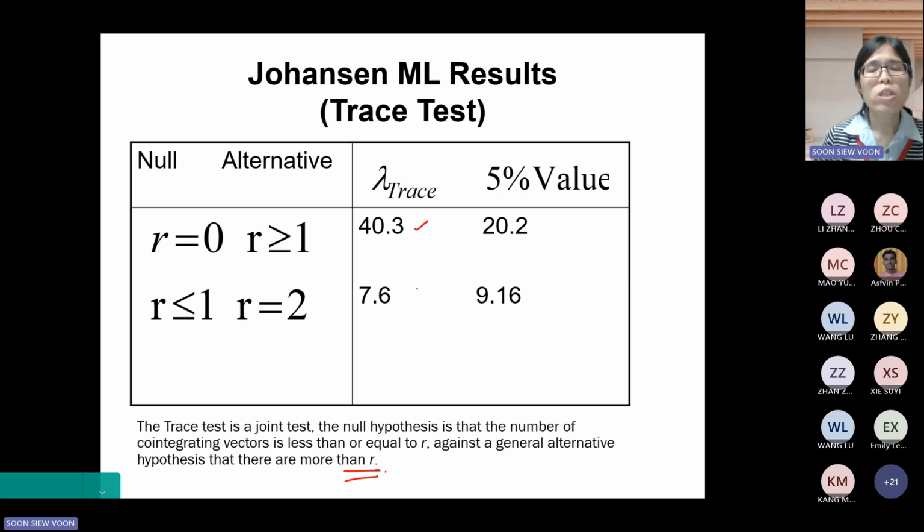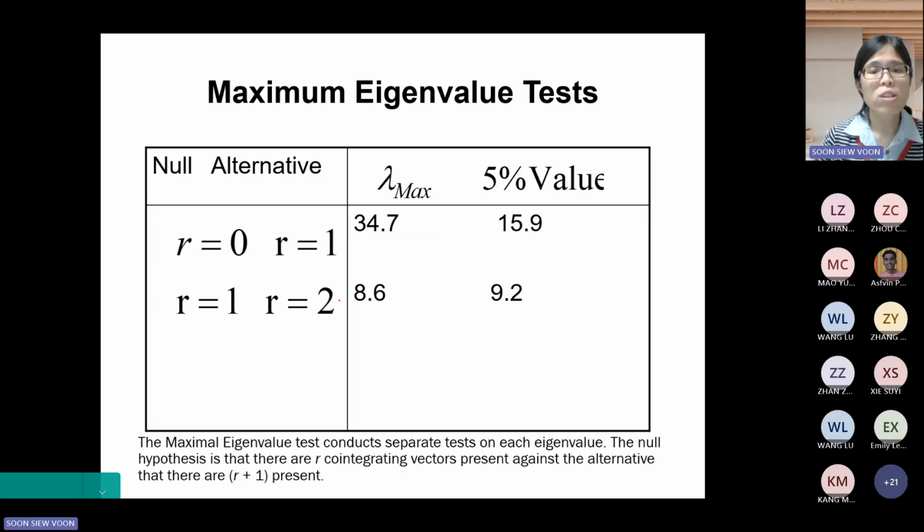So here I have to compare with the critical values 20.5, 20.2. So only one is significant, right? That's why we say there is only one co-integrating vector. Only this one is significant. How about the one based on the Eigen?